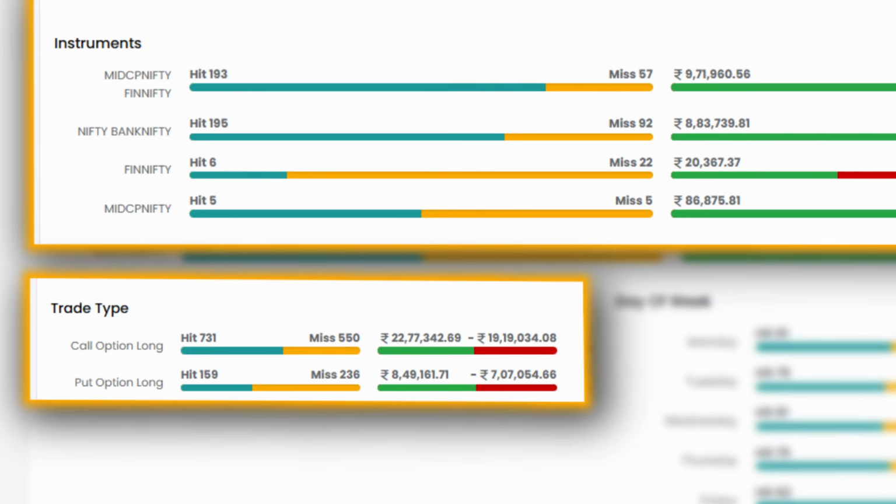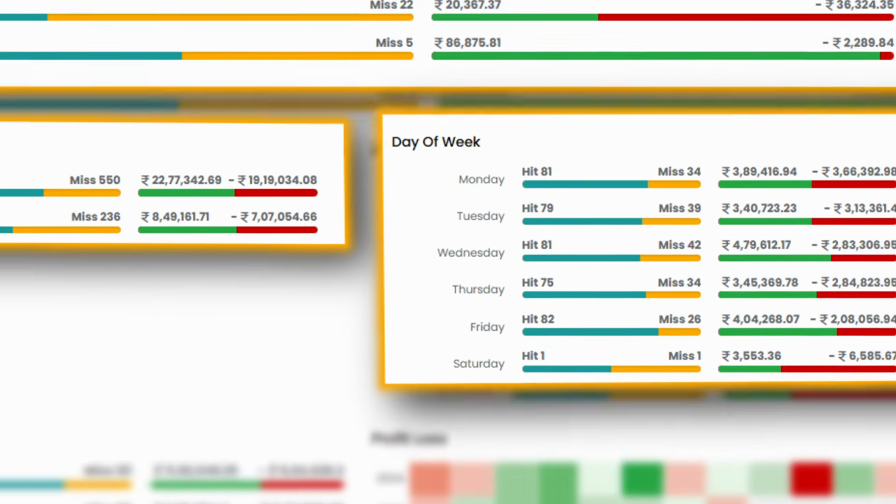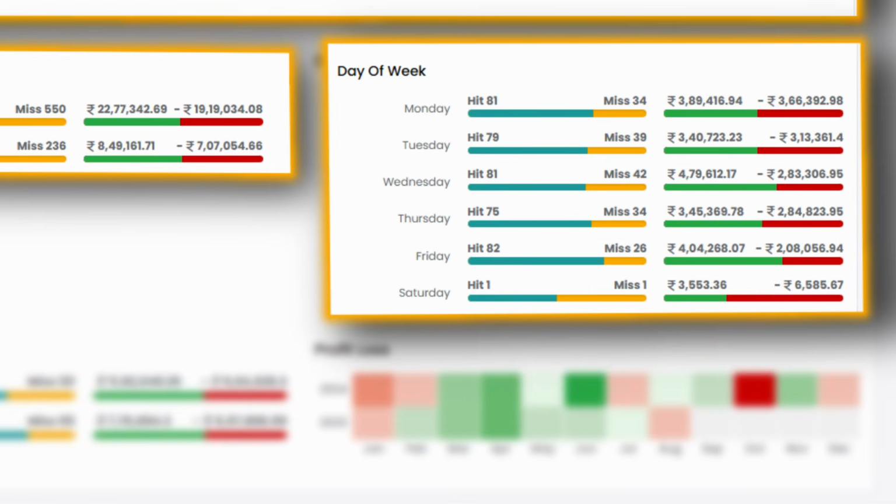The next is trade type. The trade type section tells you what kind of trades were executed, for example, call option long in a multi-leg strategy. This breakdown also provides a leg-wise split of each transaction, allowing you to analyze the contribution and behavior of the individual leg. And then there is the day of the week. This shows how your strategy performed on each day of the week for the backtested time period. For each day, you can see the number of hits and misses and the gross profit and loss amount.